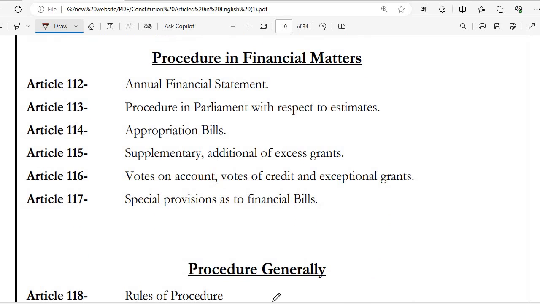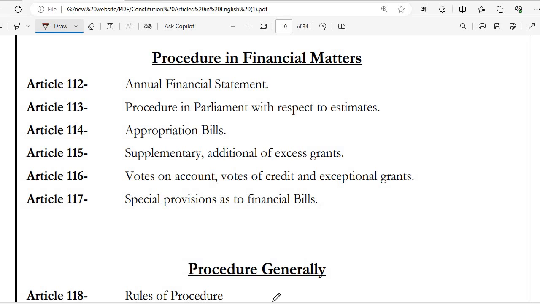Okay. Article 113, procedure in Parliament with respect to estimates. Appropriation bill, Article 114. An appropriation bill means a bill which is passed by both Houses after the budget, and when the bill is passed, the central government is entitled to withdraw money from the Consolidated Fund of India. Article 115, supplementary grant, additional grants. Okay, votes on account, very important. Article 116, votes of credit, exceptional grants.